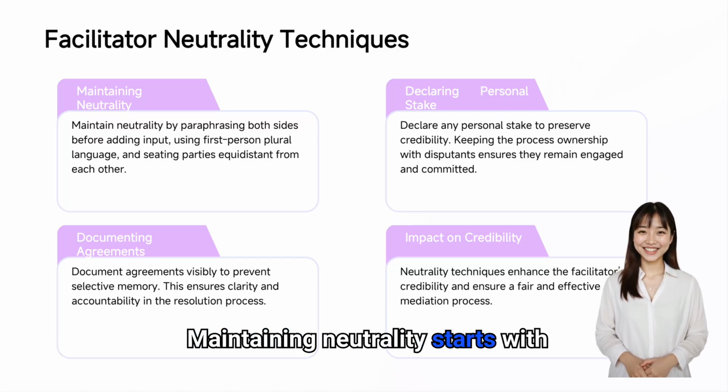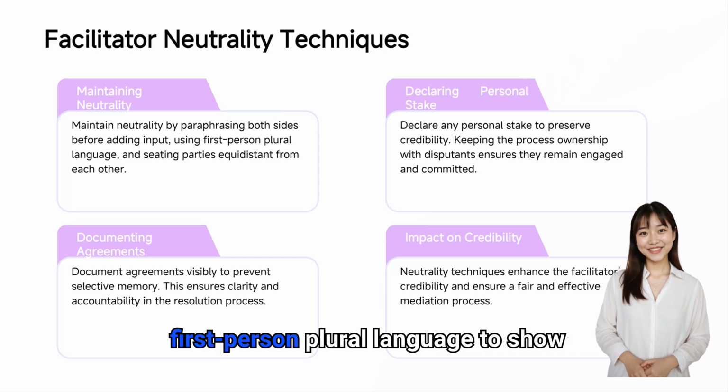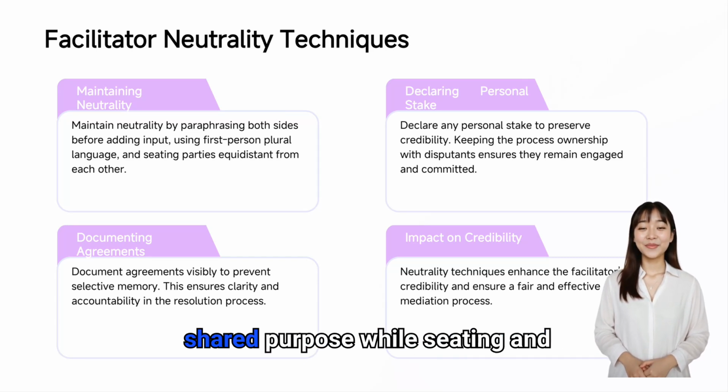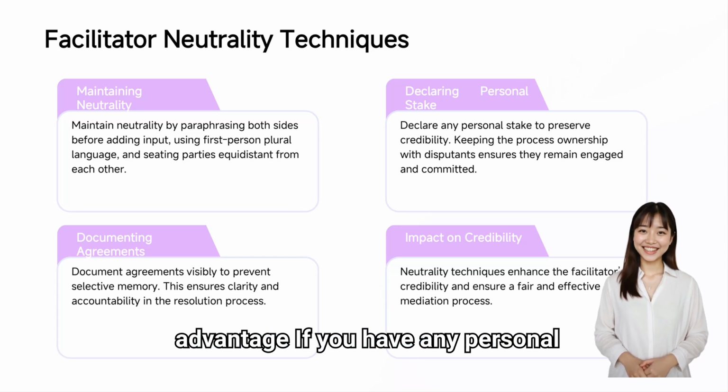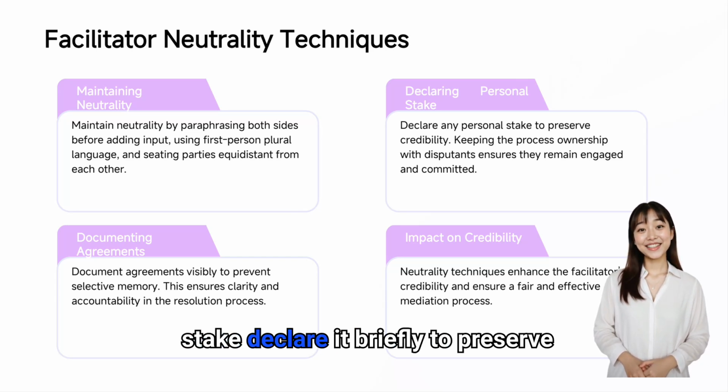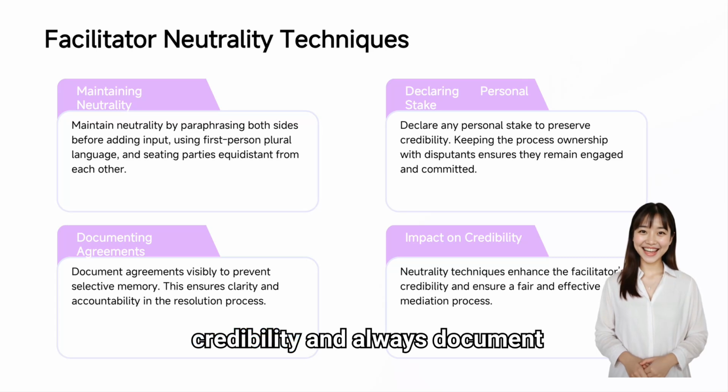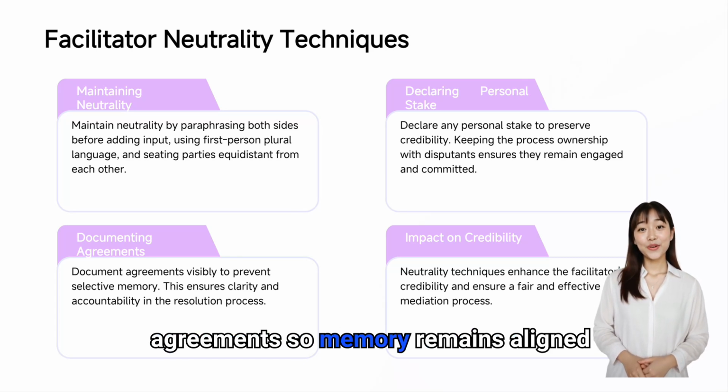Maintaining neutrality starts with paraphrasing both sides and using first-person plural language to show shared purpose, while seating and process choices should avoid perceived advantage. If you have any personal stake, declare it briefly to preserve credibility, and always document agreements so memory remains aligned and accountability is clear.